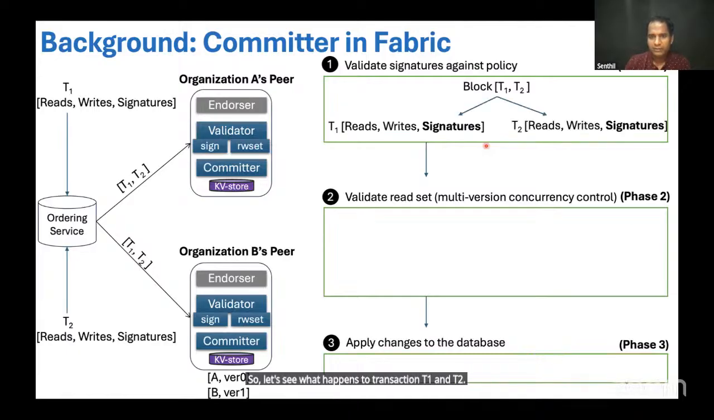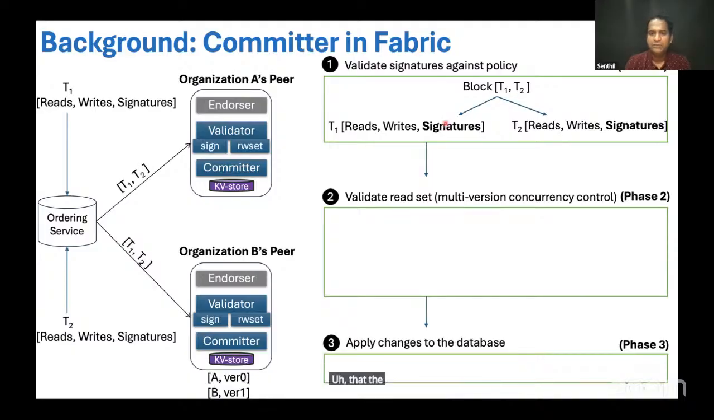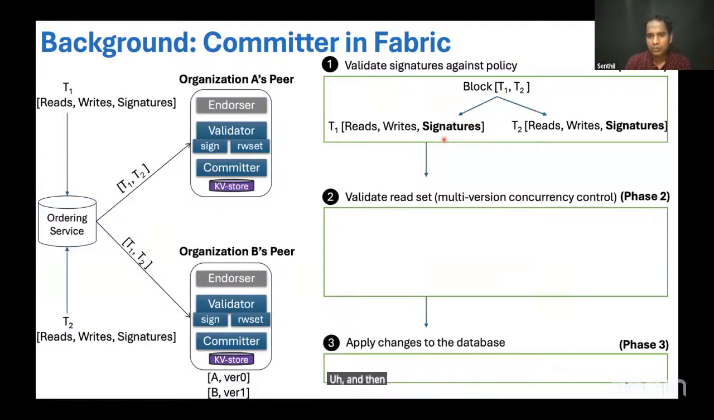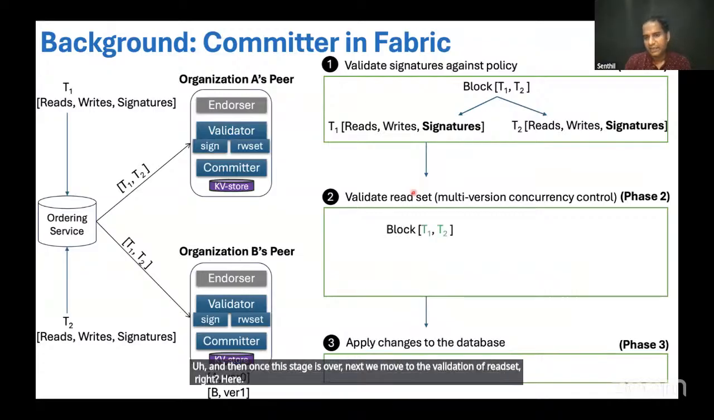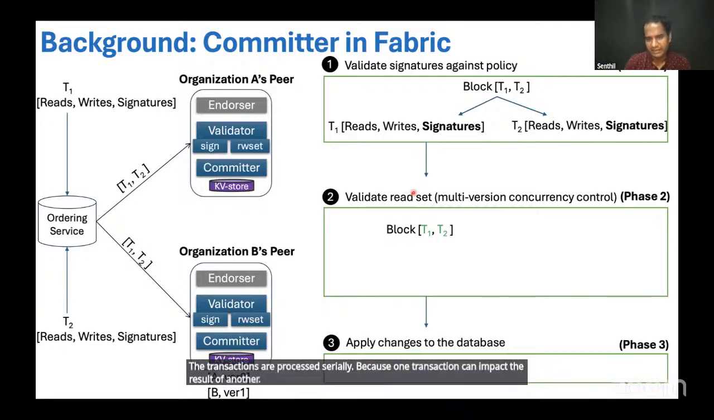In phase 1, as I said, we would be validating the signature, right? These validations happen in parallel. It depends on the number of CPUs that the hardware has, so we can process as many transactions as possible in parallel. Once this stage is over, next we move to the validation of read set. Here, the transactions are processed serially because one transaction can impact the result of another, as we can see next.